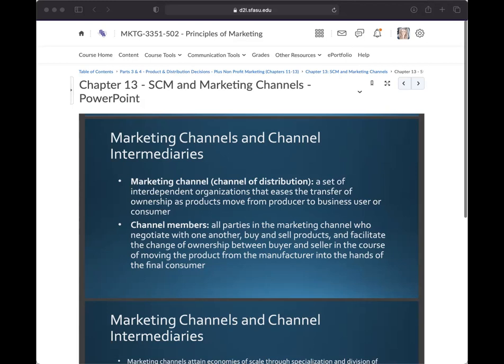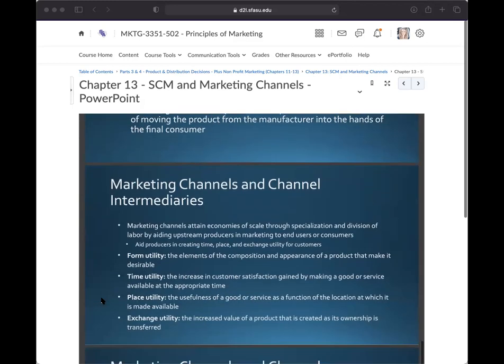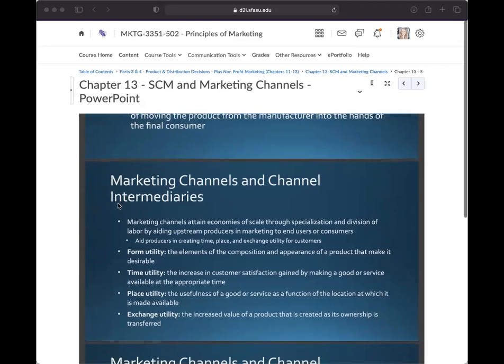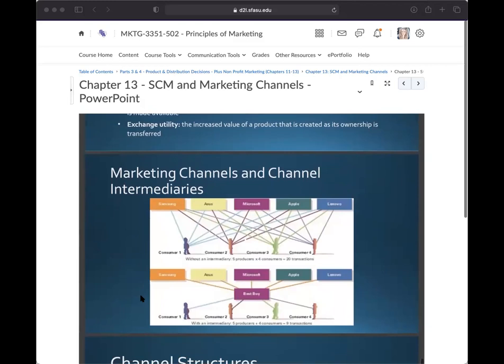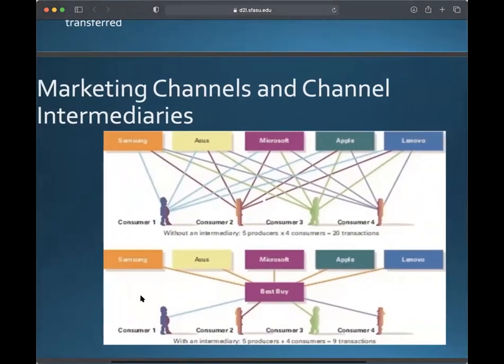Remember, we're systems thinking. We have these chains that are all linked together and these different elements, and every chain has a job. And so, in order to do this, you have to have all these different types of marketing channels that have economies of scale through specialization and division of labor. So that's what I just talked about: having the person that does something really well do just that thing, and then they pass that on to the next phase of the supply chain. There are different ways that this can happen, different utilities, and so I want you to go back in your book and review those, and then we're going to take a look at this chart.